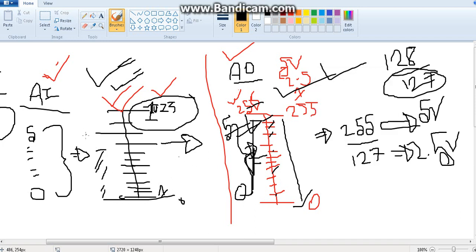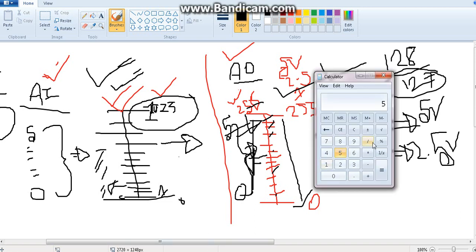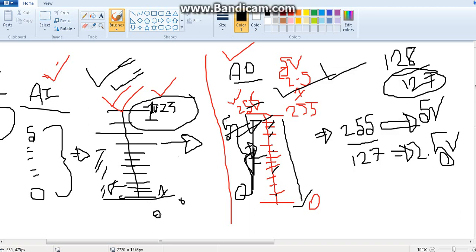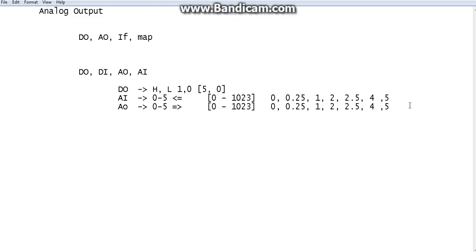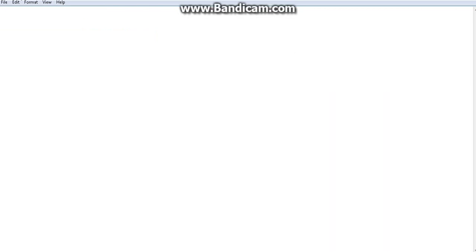So quickly check. In analog input, 5 volts is divided into 1024 units. What is the voltage value of 1 unit? We can divide 5 by 1024, so it is 0.00488 volts.